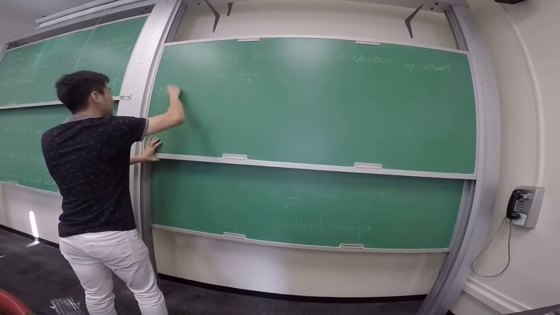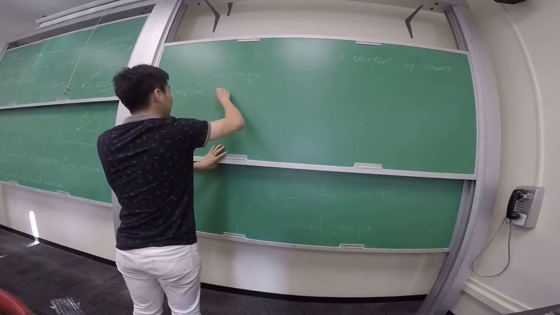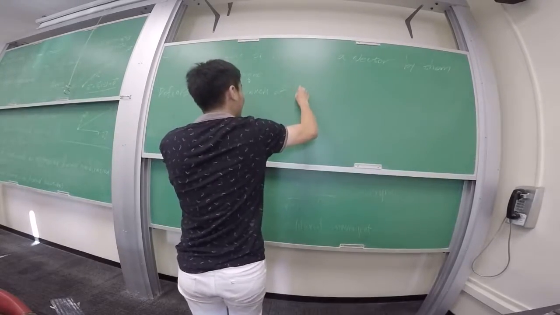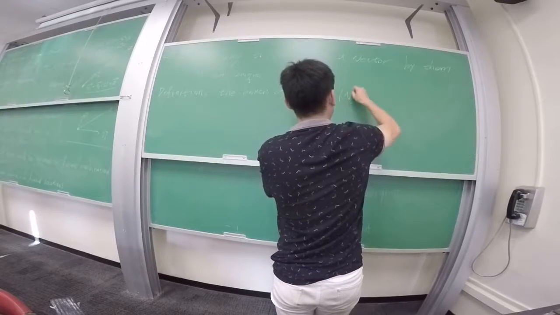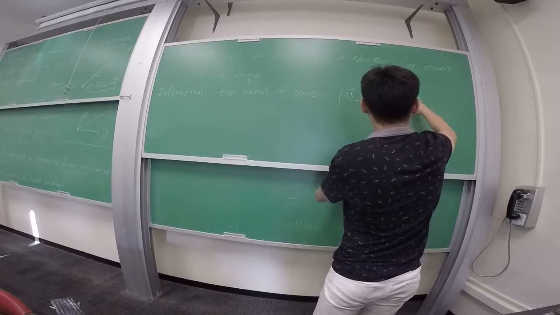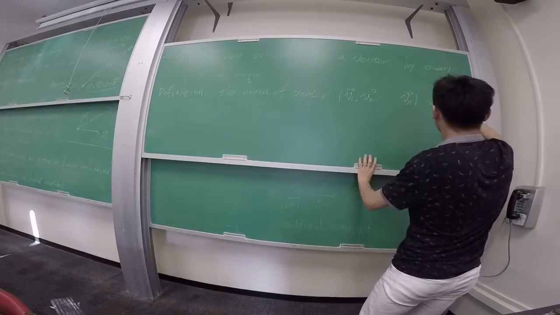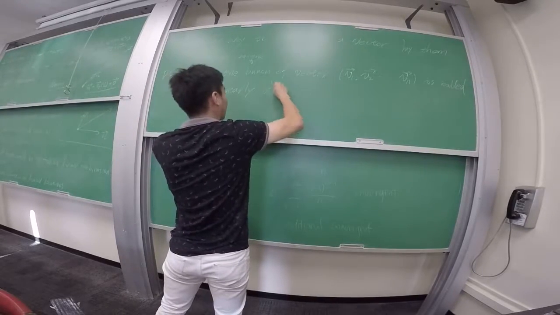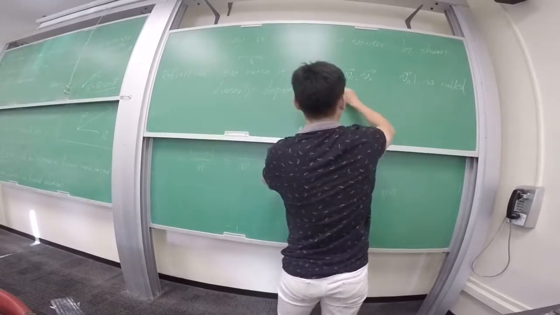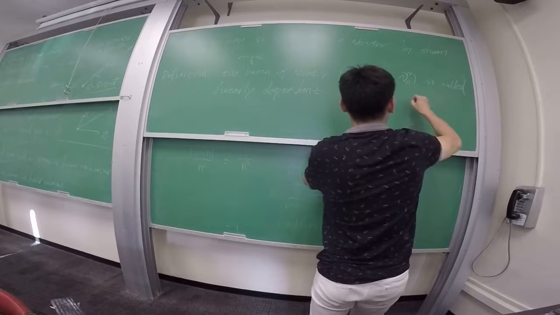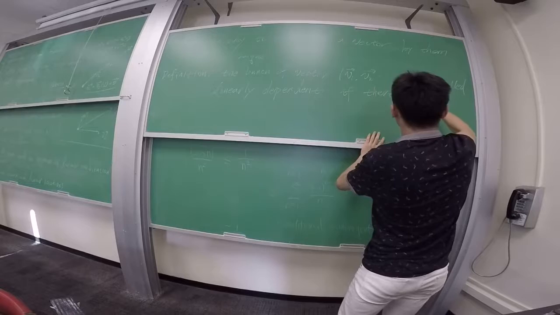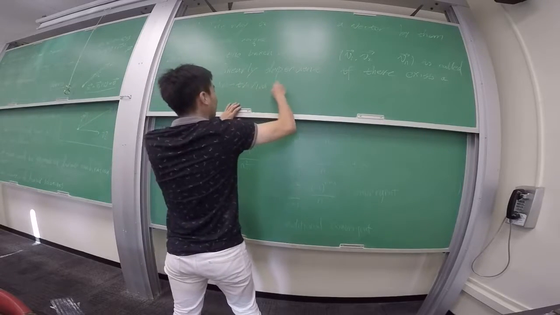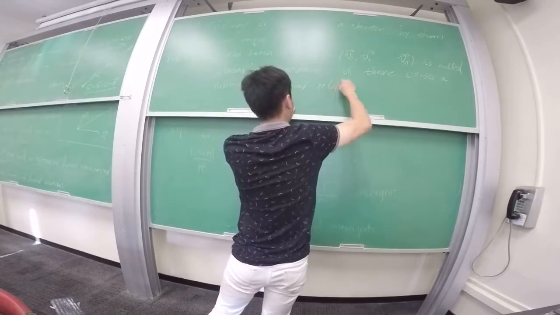So, definition. The bunch of vectors, let's call it V1, V2, until Vn, is linearly dependent if there exists a non-trivial linear relation among them.